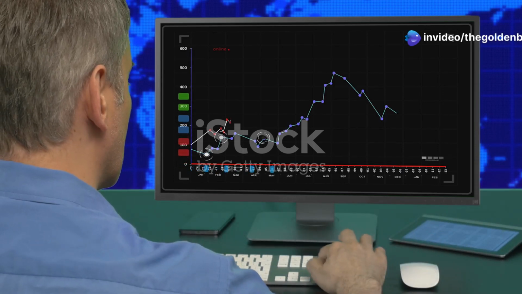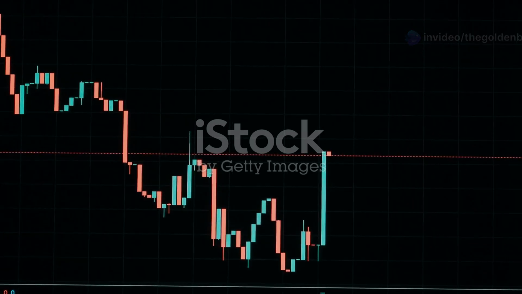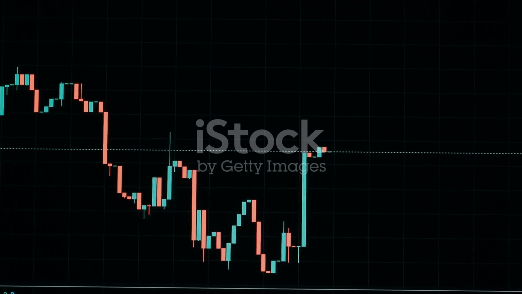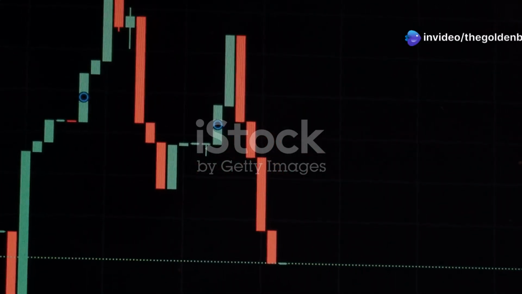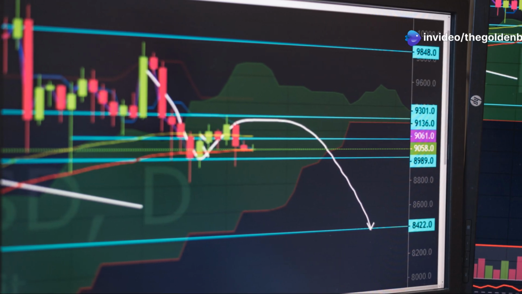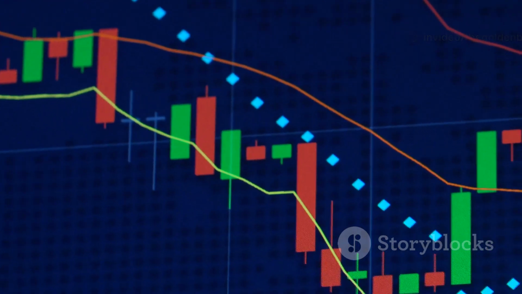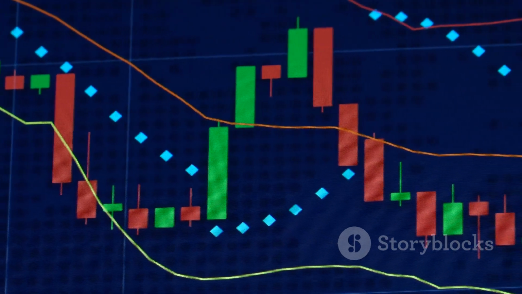Let's start with two key concepts in trading: support and resistance. Think of support as the market's floor, a price level where buyers step in and stop prices from falling further. When price nears support, demand increases, often causing a bounce. Resistance is the ceiling, a level where sellers emerge, halting price advances. As price approaches resistance, supply overtakes demand, and prices often reverse downward.